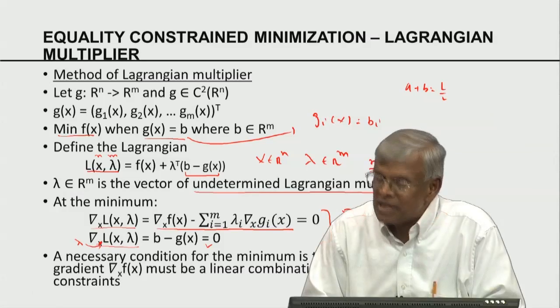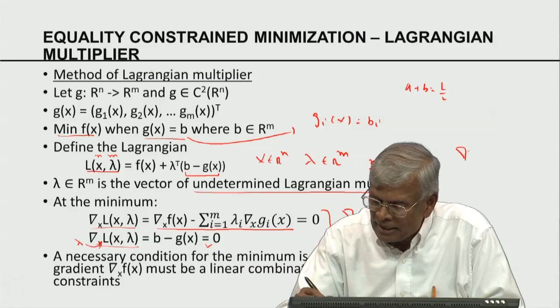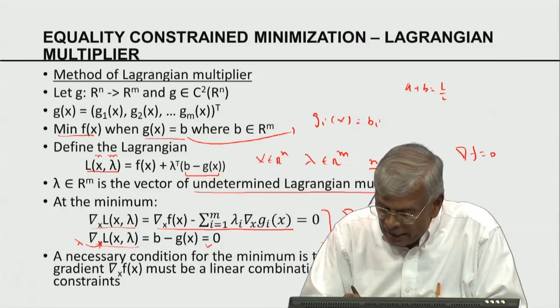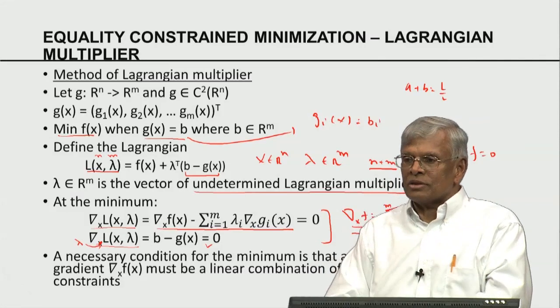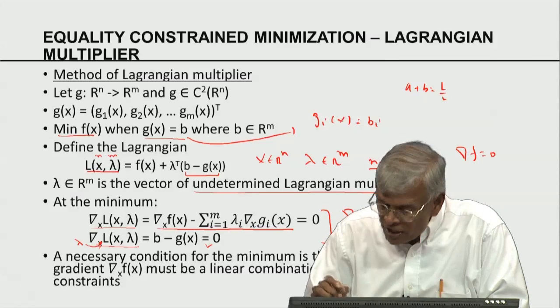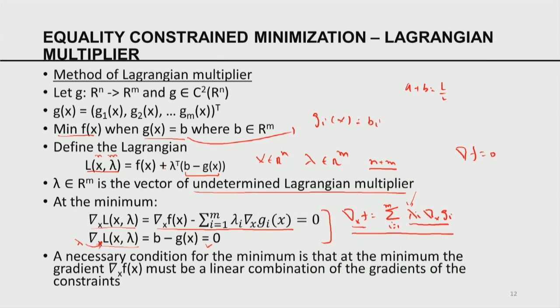In an unconstrained minimization, what must be the gradient value? Delta f must be equal to 0. That's unconstrained. In a constraint, the gradient must be equal to the linear combination of the constrained functions. The coefficients of the linear combination are the lambdas. So by solving these two equations simultaneously, you not only find the minimum x star, but also find the value of lambda, which are used in this linear combination. So you kill two birds in one stroke.